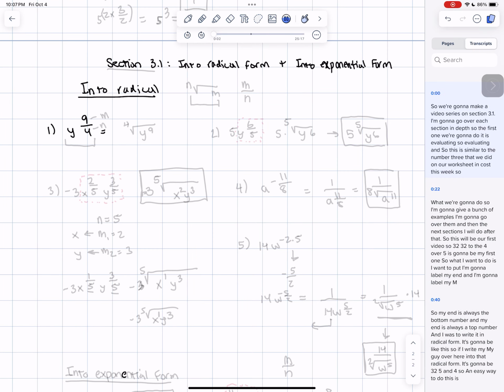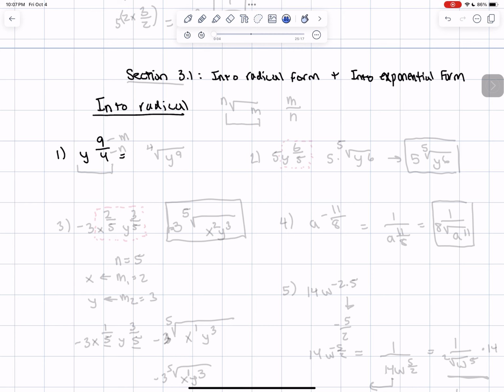So we're going to make a video series on section 3.1. I'm going to go over each section in depth. And this is putting our equations into radical form or into exponential form. So the first one we're going to do is turning it into radical form. So what does that mean? Radical means it's going to look like this. So we need to put it into that form.